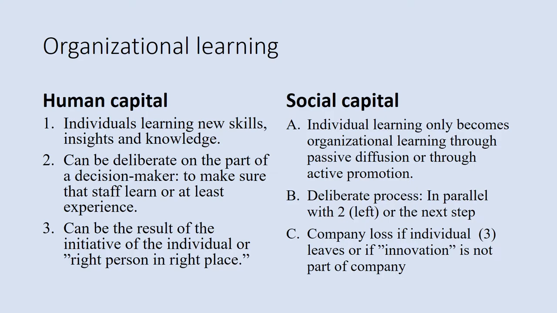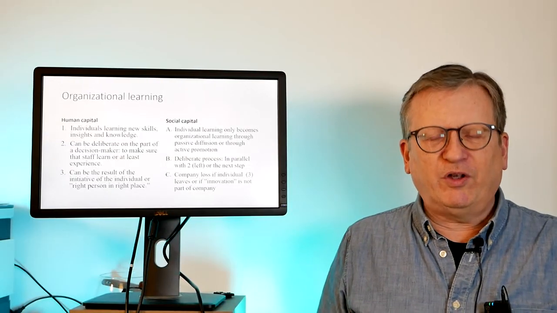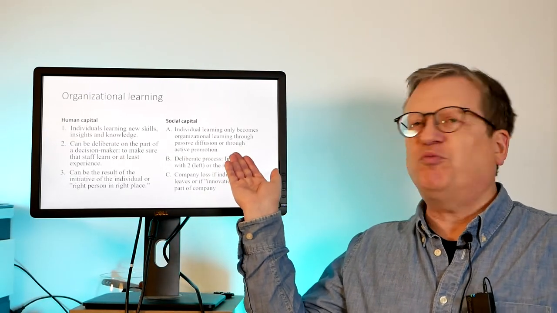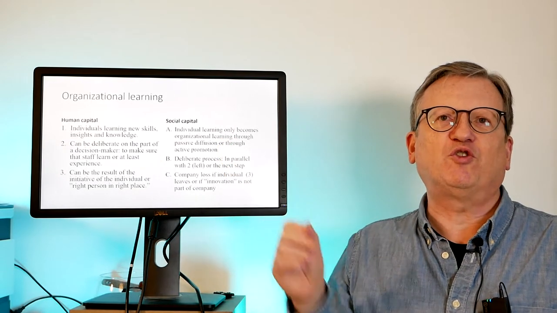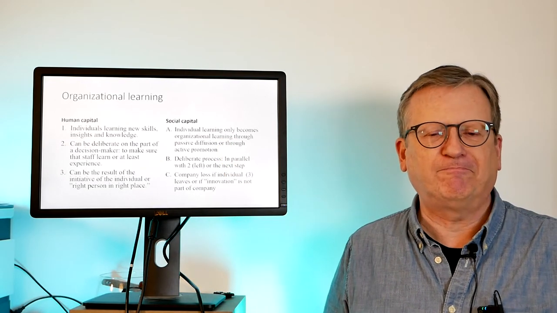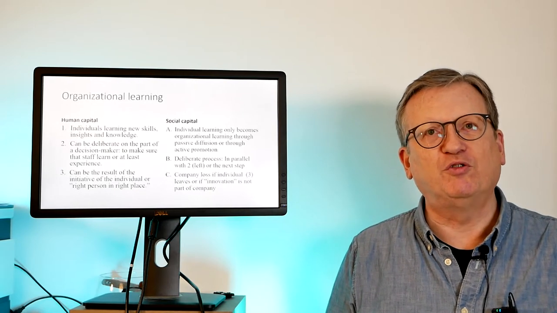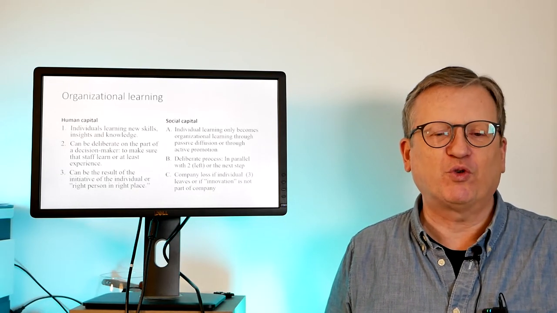If we switch to the other column, where the points A, B, and C under social capital, it only can become organizational learning when there is some sort of active promotion, or that there's no resistance to a passive diffusion of this new knowledge that one or more individuals have.